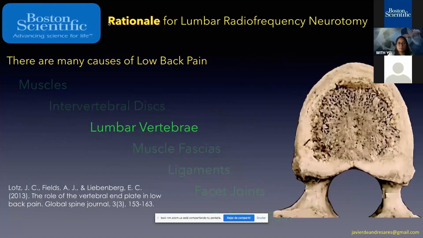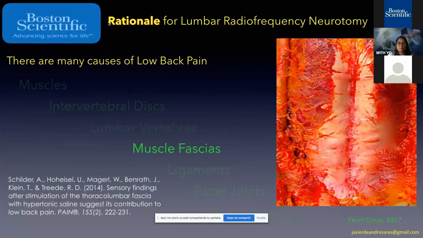The lumbar vertebra is also a source of low back pain. We know that collapsed or fractured vertebrae are very, very painful. And we know a little bit more about the anatomy of, for example, the basivertebral nerves, which are a new target for radiofrequency neurotomy, mainly in degenerative disc disease. We know muscle fascias are also a source of low back pain. For example, in failed back surgery syndrome patients, we know the thoracolumbar fascia is very, very painful.